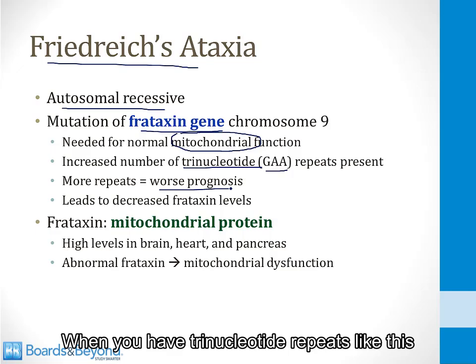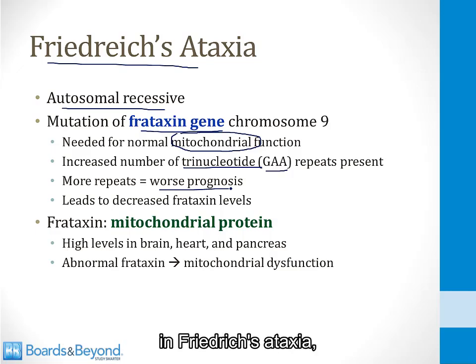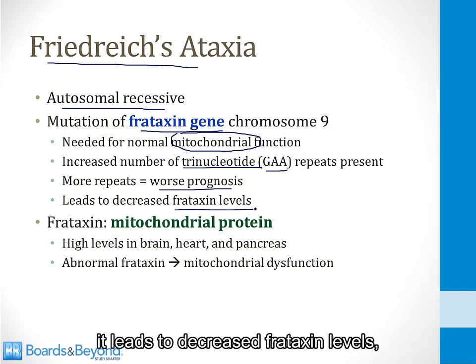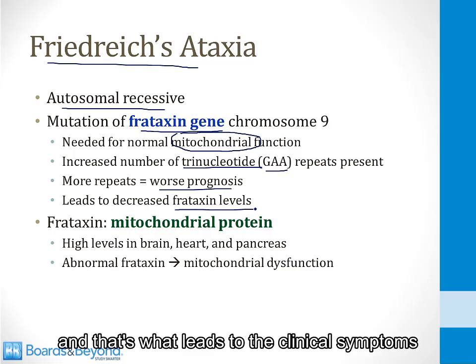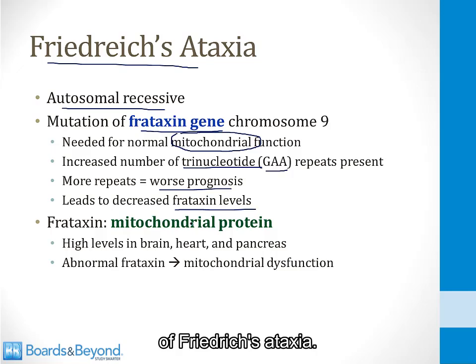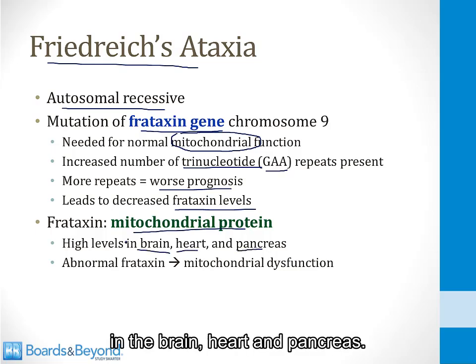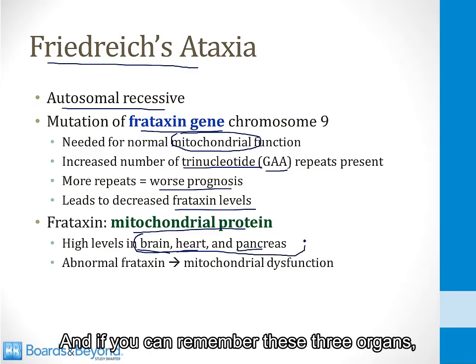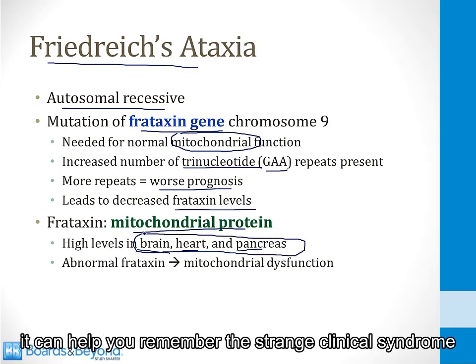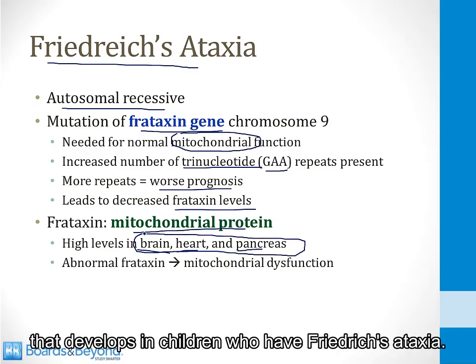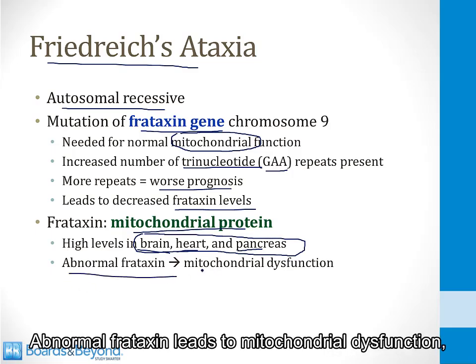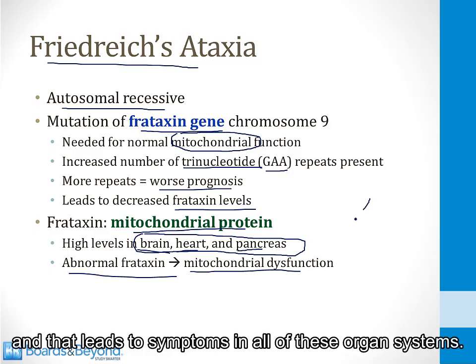When you have trinucleotide repeats like this in Friedreich's ataxia, it leads to decreased frataxin levels, and that's what leads to the clinical symptoms of Friedreich's ataxia. Frataxin is a mitochondrial protein, and there are high levels found in the cells in the brain, heart, and pancreas. And if you can remember these three organs, it can help you remember the strange clinical syndrome that develops in children who have Friedreich's ataxia. Abnormal frataxin leads to mitochondrial dysfunction, and that leads to symptoms in all of these organ systems.